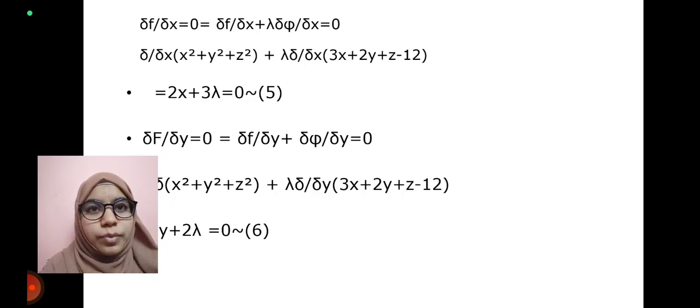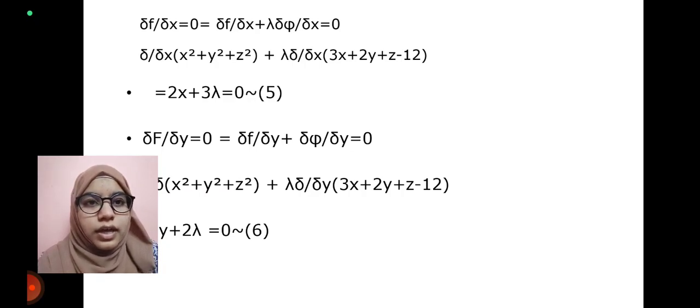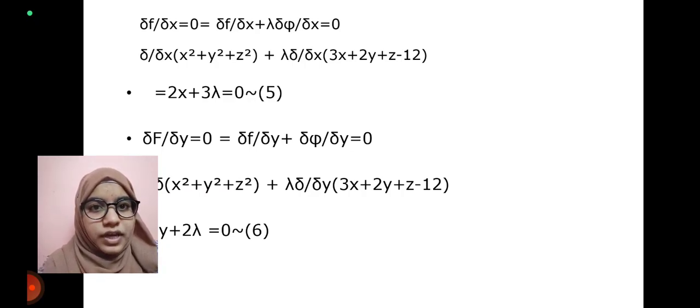That is, dou F by dou x equals 0 implies dou f by dou x plus lambda dou phi by dou x equals 0. That equals dou by dou x of x square plus y square plus z square plus lambda times dou by dou x of 3x plus 2y plus z minus 12. If we differentiate with respect to x, we get 2x plus 3 lambda equals 0. Let us consider it as equation 5.